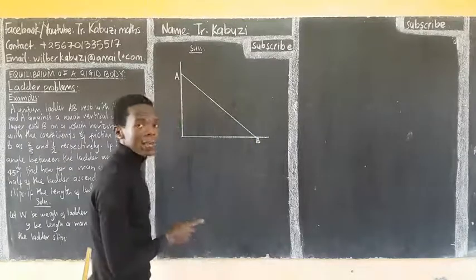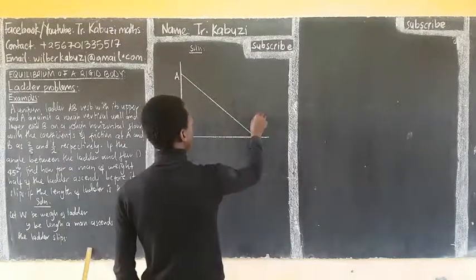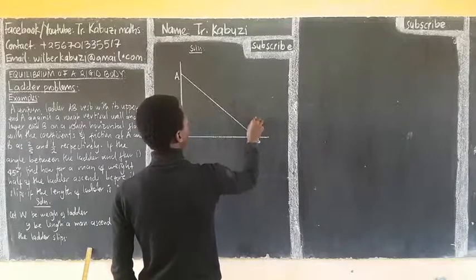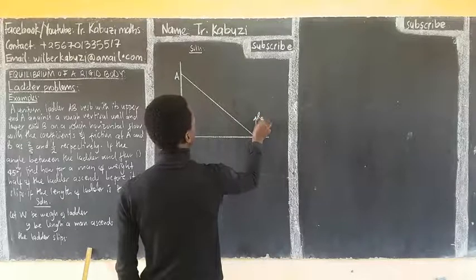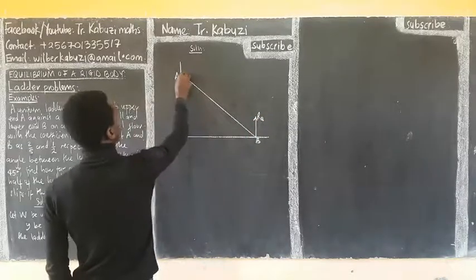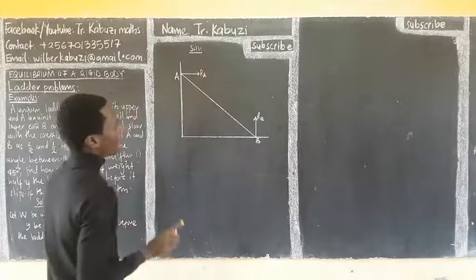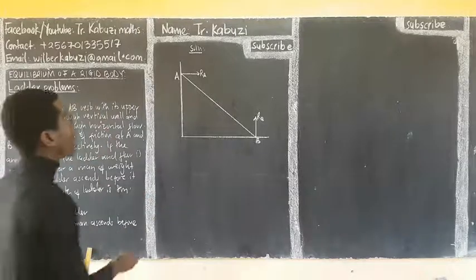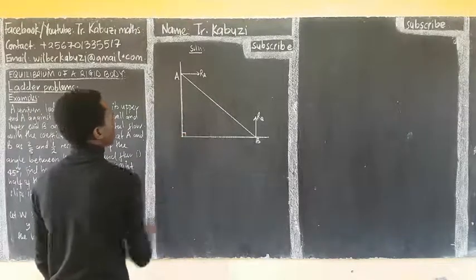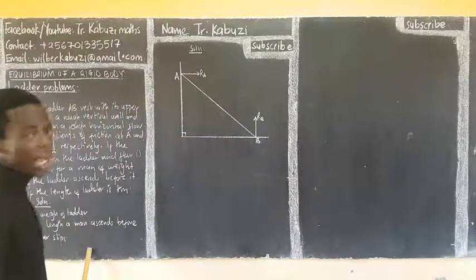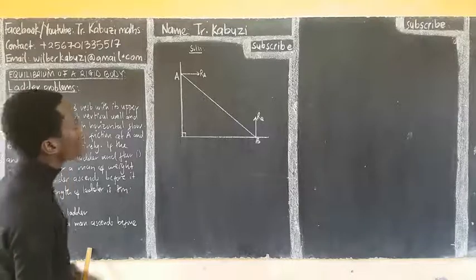If there is contact, we expect a reaction which is perpendicular to that. So we have a reaction at B. Here there is contact, so we have a reaction at A. You go slowly. Because this is vertical and this is horizontal, they are perpendicular to each other. What else do we have there?